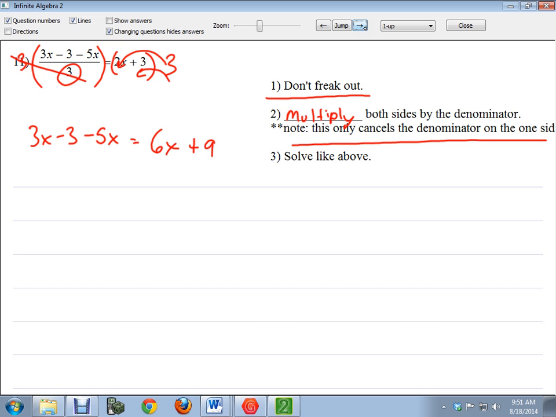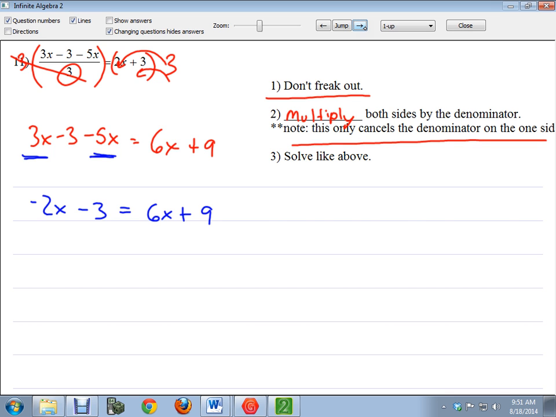Now this is an equation with variables on both sides, and we can do it exactly like what we did in the previous section. First step would be to combine the like terms together, 3x and 5x. But that's not a 5x, it's a negative 5x. 3x minus 5x is negative 2x minus 3 is equal to 6x plus 9.